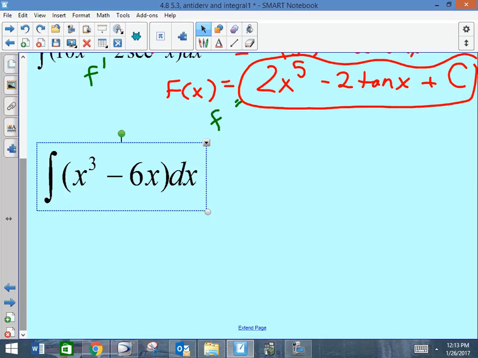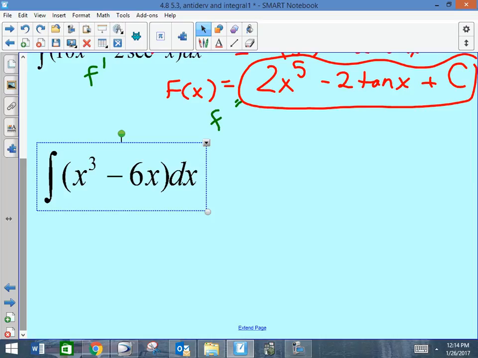It's real easy to check your derivative when you're done. Forget anything? Very good, Kat. Don't forget your C. All right, good job.